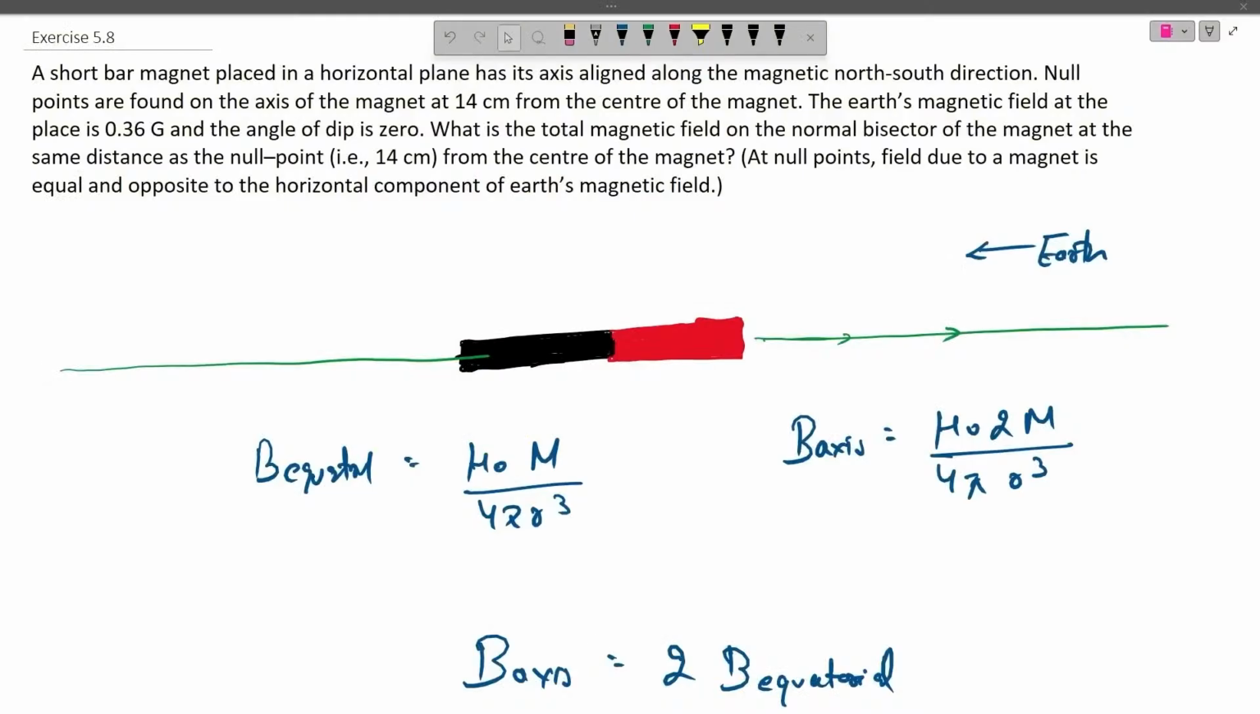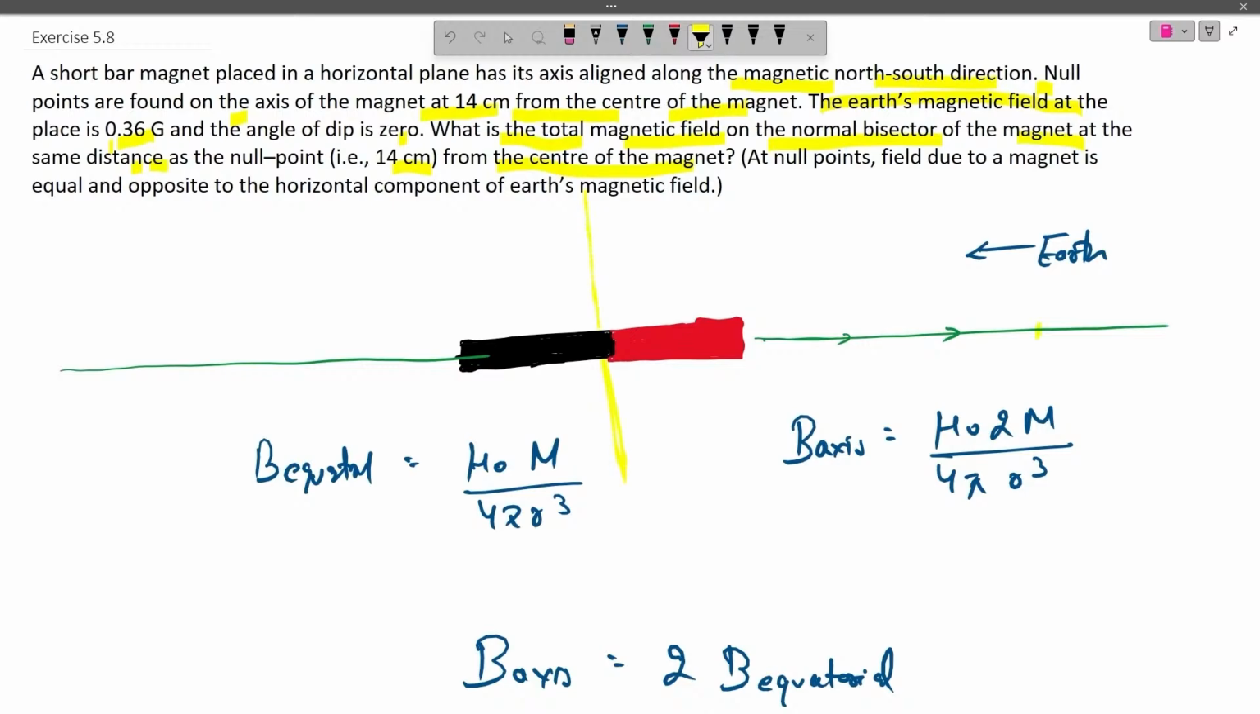The question says that a short bar magnet placed in the horizontal plane has its axis aligned along the magnetic north-south direction. Null points are found on the axis of the magnet at 14 cm away from the center of the magnet. The Earth's magnetic field at the place is 0.36 Gauss and the angle of dip is 0. What is the total magnetic field on the normal bisector of the magnet at the same distance as the null point, that is 14 cm from the center of the magnet? The question is hinting that it has given the magnetic field at the axis and we have to find the magnetic field at the perpendicular bisector of the bar magnet.